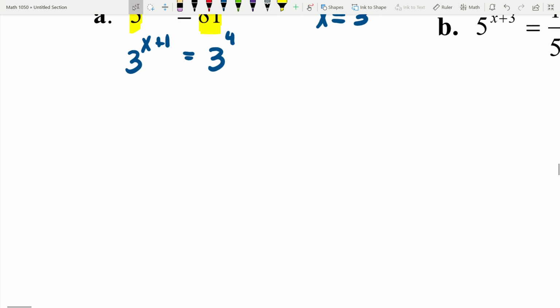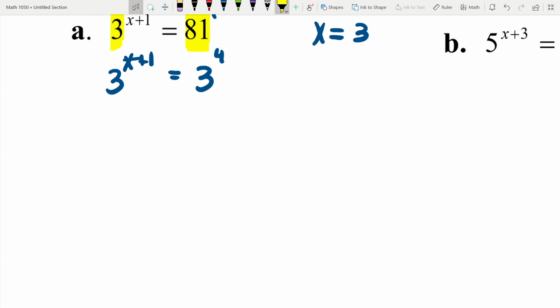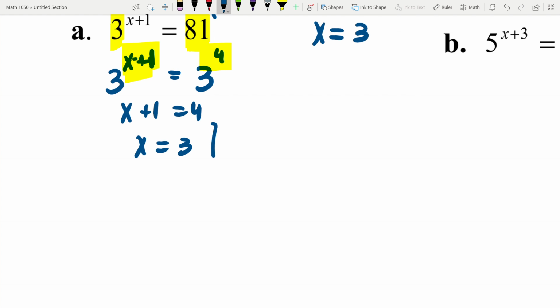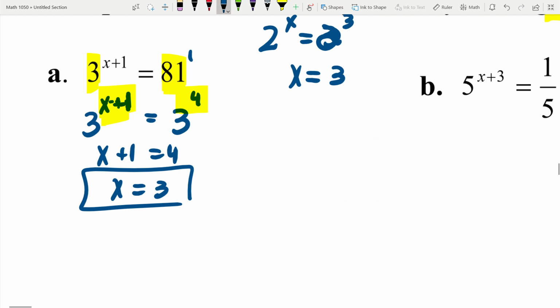So come over here. If 3 to the x plus 1 is equal to 3 to the 4th, then I know x plus 1 and 4 must be equal to each other. x plus 1 equals 4, move my 1 over, x equals 3. That's my answer.